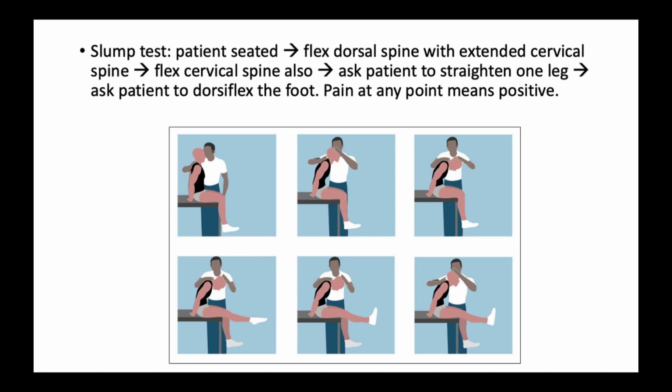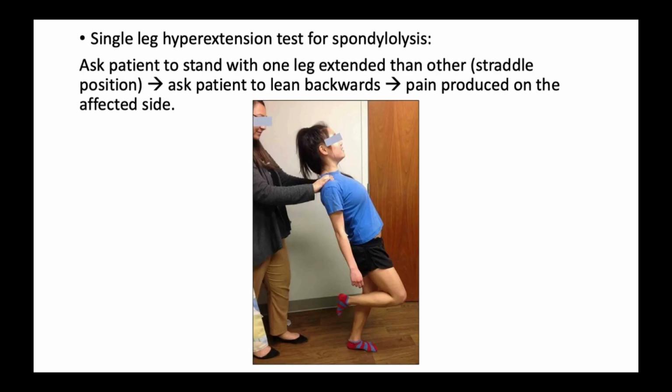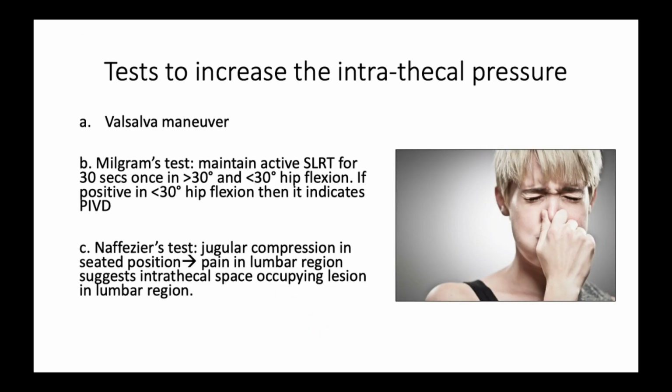In the slump test, we sequentially ask the patient to flex the cervical spine, straighten the leg, and dorsiflex the foot. Pain at any point is a positive test and indicates stretch of the nerve root. For the upper roots, that is L2, 3, 4, we perform the femoral nerve stretch test. It can be done in prone as well as lateral position. For spondylosis, we perform a single leg hyperextension test. Pain will be reproduced on the affected side.